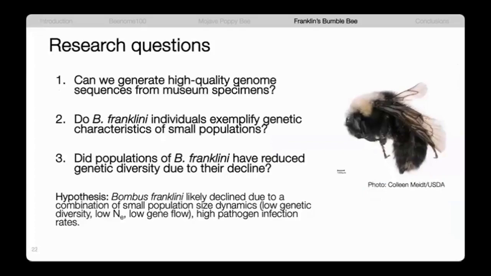So we aimed to get at some of this lack of genetic information on Bombus franklini through these three questions. First, we wanted to know whether or not we can generate high-quality genome sequences from museum specimens. Second, do Bombus franklini individuals exemplify genetic characteristics of small populations, which could have predisposed them to decline? And third, did populations of Bombus franklini have reduced genetic diversity due to their decline? And our hypothesis was that Bombus franklini likely declined due to a combination of small population size dynamics and potentially high pathogen infection rates.